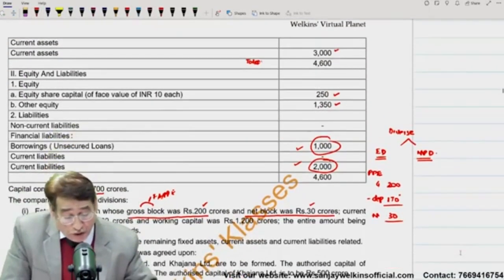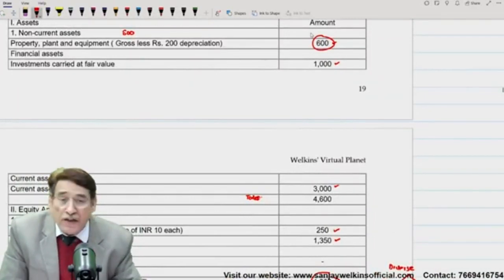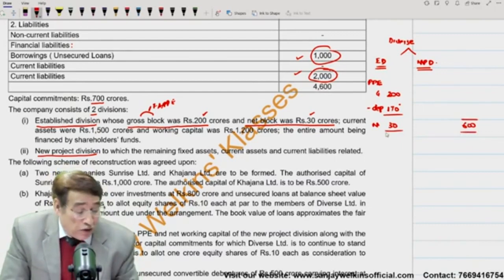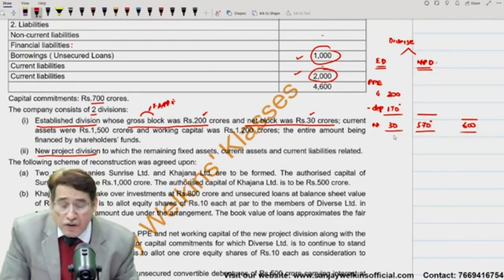Now, if you have a look over here, total net value is 600. Out of 600, the net value of property, plant and equipment of the establishment division happens to be 30. So quite obviously, we may say that the net book value of the new project division must be equal to 570, isn't it?